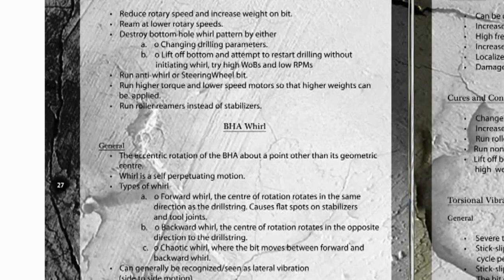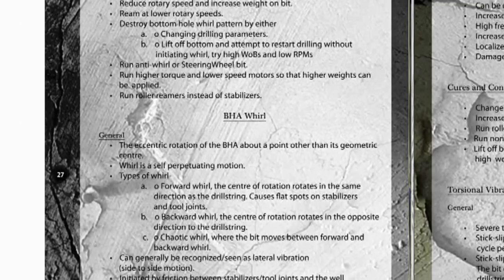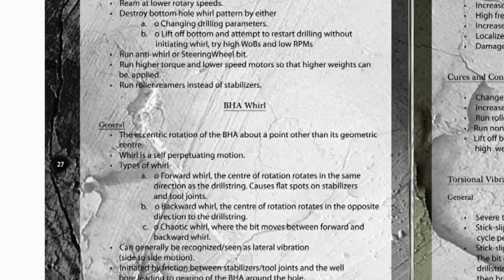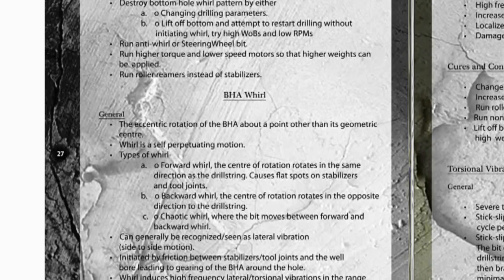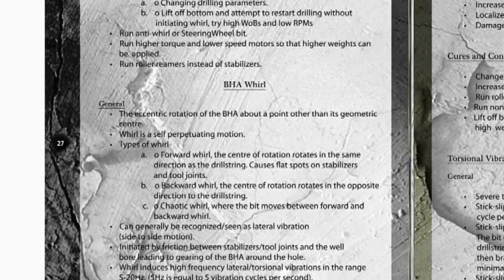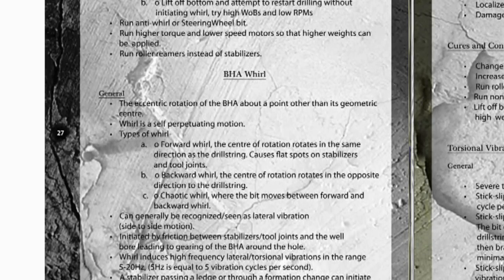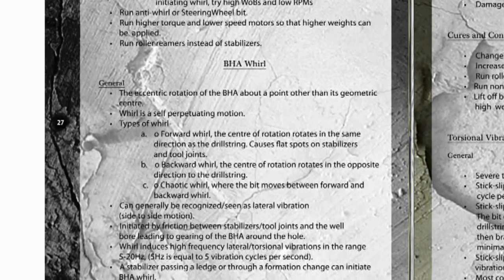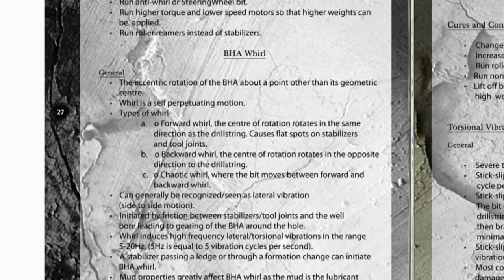BHA whirl. General. The eccentric rotation of the BHA about a point other than its geometric center. Whirl is a self-perpetuating motion. Types of whirl. Forward whirl. The center of rotation rotates in the same direction as the drill string, causes flat spots on stabilizers and tool joints. Backward whirl. The center of rotation rotates in the opposite direction to the drill string. Chaotic whirl, where the whirl moves between forward and backward whirl. Can generally be recognized or seen as lateral vibration, side-to-side motion.